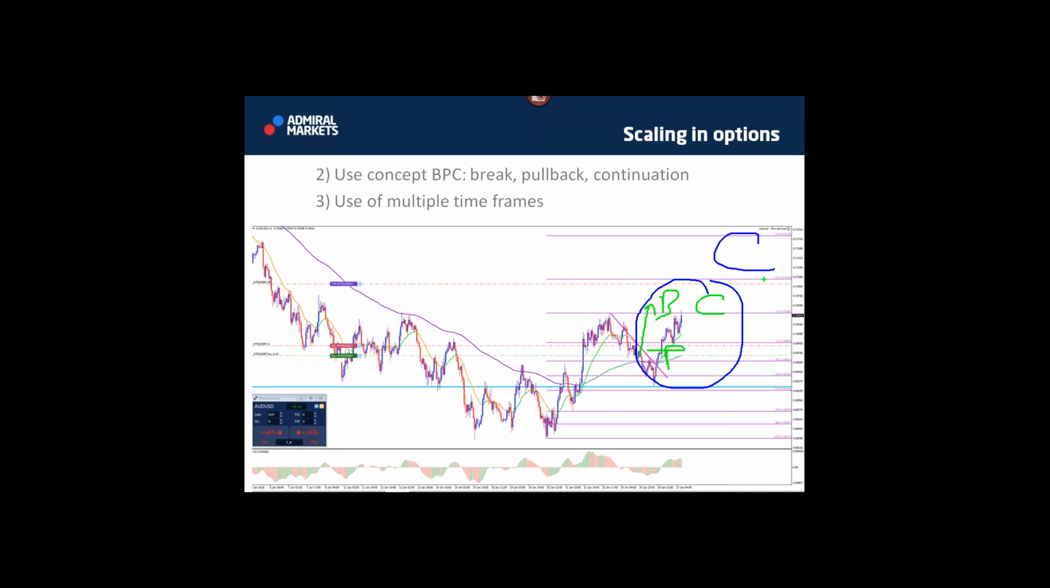So that's why you can use multiple time frames for scaling. One way could be, okay, I'm going to take a swing trade at the 61.8 fib on a 4-hour chart, and I'll be trading on a 15-minute chart somewhere in here because then it's breakout territory, right? And on all of these time frames you're going to see multiple BPCs going on.